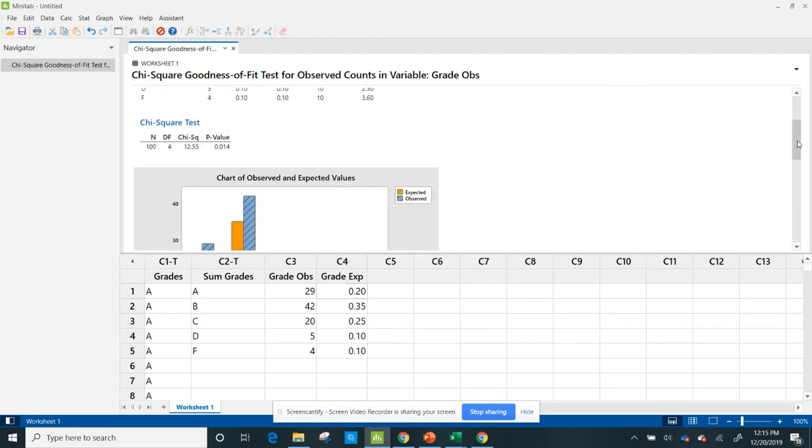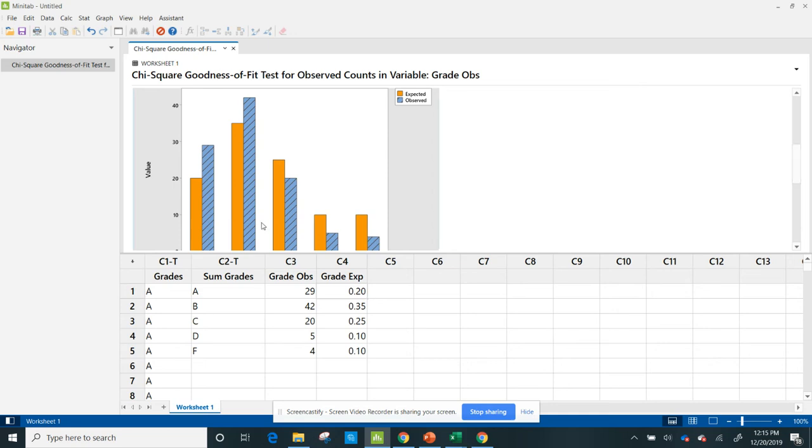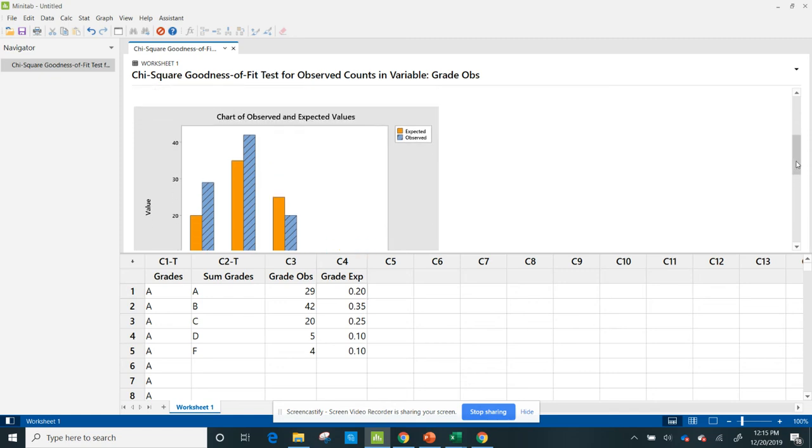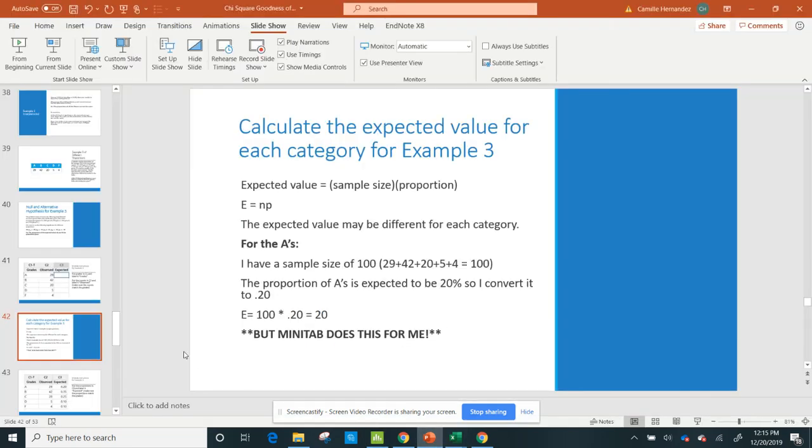And if I keep going down, it gave me my graph. And now remember, my expected values are different. So that's why my orange aren't all the same across. And then my observed are different. And what we do with chi-squared is we see if the observed and the expected are doing what we want them to do. Right.